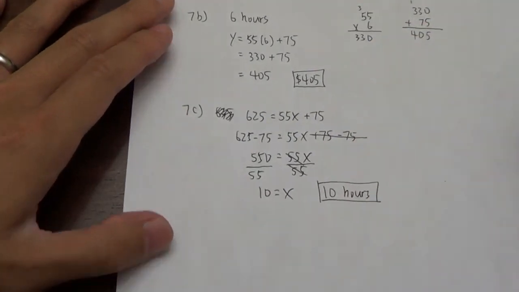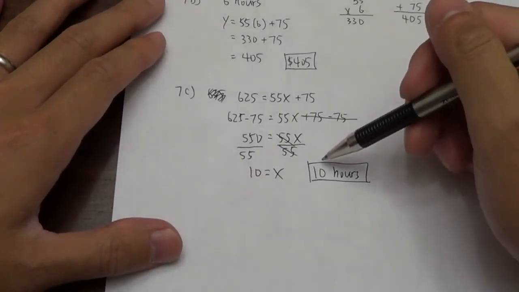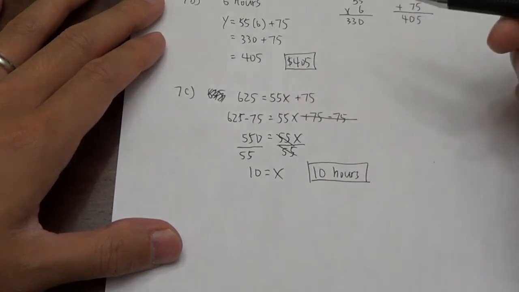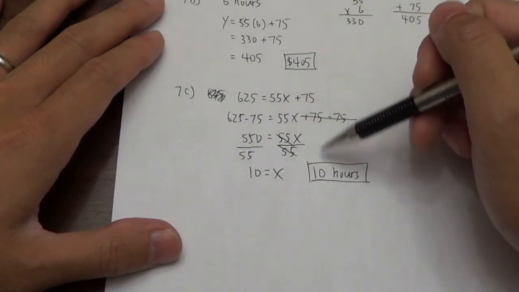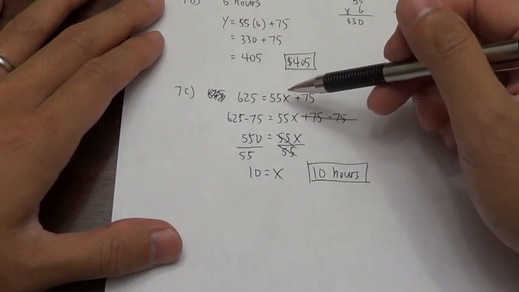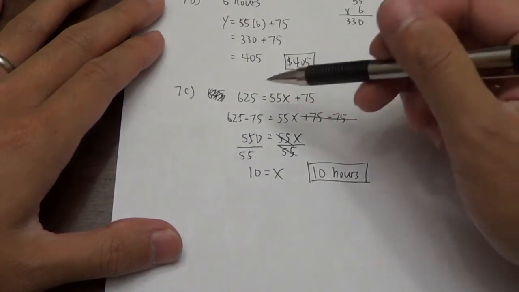All right, and to double check is always a good habit of just plugging that 10 back into the equation and see if you end up with 625. So 10 plugged back into x, 10 times 55 is 550. 550 plus 75 is 625.